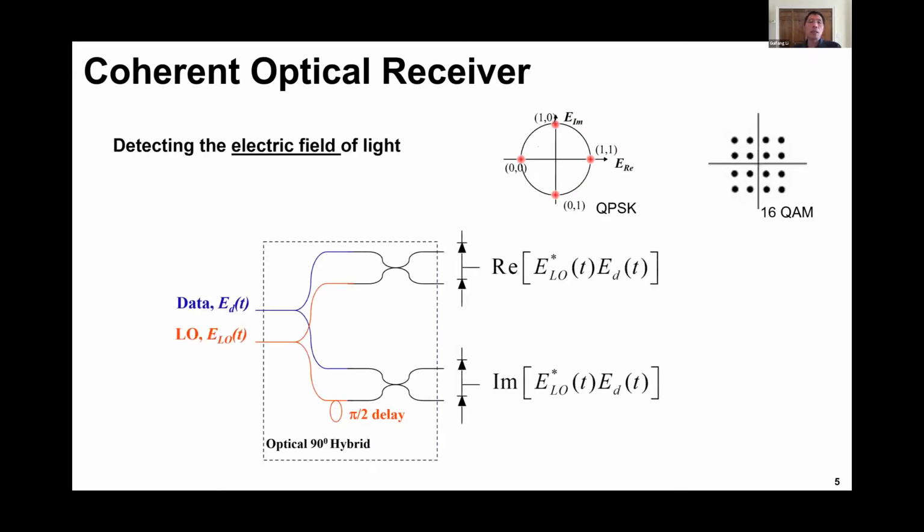And similarly, in the coherent optical receiver, you need to detect the electric field of light. In order for you to do so, you have to do this interferometrically. So the light and a local oscillator come in from the left, and the top interferometer detects the real part, and the bottom part has a 90-degree phase shift in the local oscillator, and it detects the imaginary part. And this device here in the box is called the optical 90-degree hybrid, which is the counterpart of the electrical 90-degree hybrid.